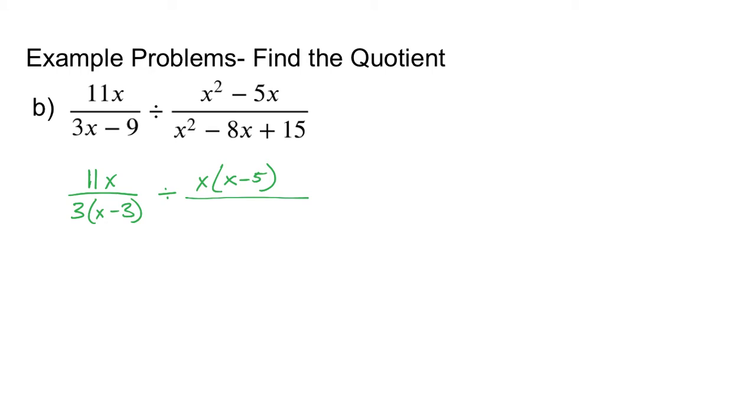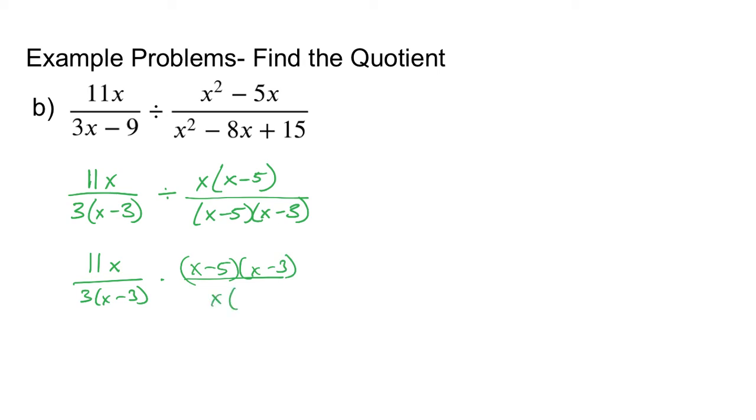Ooh, that quadratic on the bottom. Numbers that multiply together to give me 15 and add together to give me -8: -5 and -3. Now, you might be tempted to switch this into a multiplication problem early. I would encourage you not to, and I'll tell you why when we get to the end of the problem. So we'll rewrite this next step, and we'll multiply by the reciprocal. Let's see, we get x minus 5 times x minus 3 on the top, and x times x minus 5 on the denominator. And now let's look to see if we can figure out what cancels.